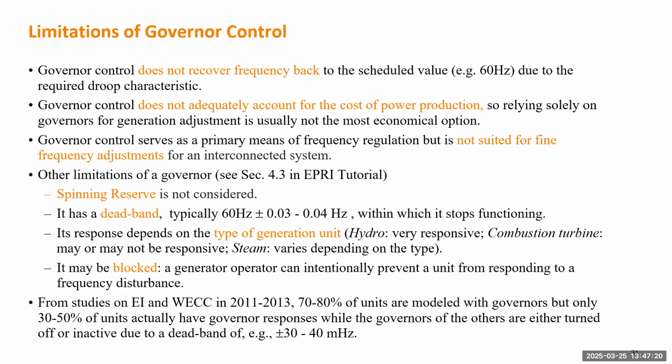But in reality, they found out that only about 30 or 50% of units actually respond to the frequency deviation. One reason is that some governors are simply not functioning at all for some reason. Another reason is that there's some dead band.